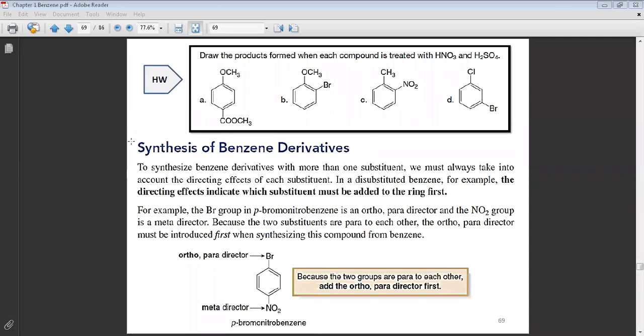Now, to synthesize benzene derivatives with more than one substituent. Look, with more than one substituent. Before that, we can prepare bromobenzene by bromination of benzene. We can prepare nitrobenzene from the nitration of benzene.